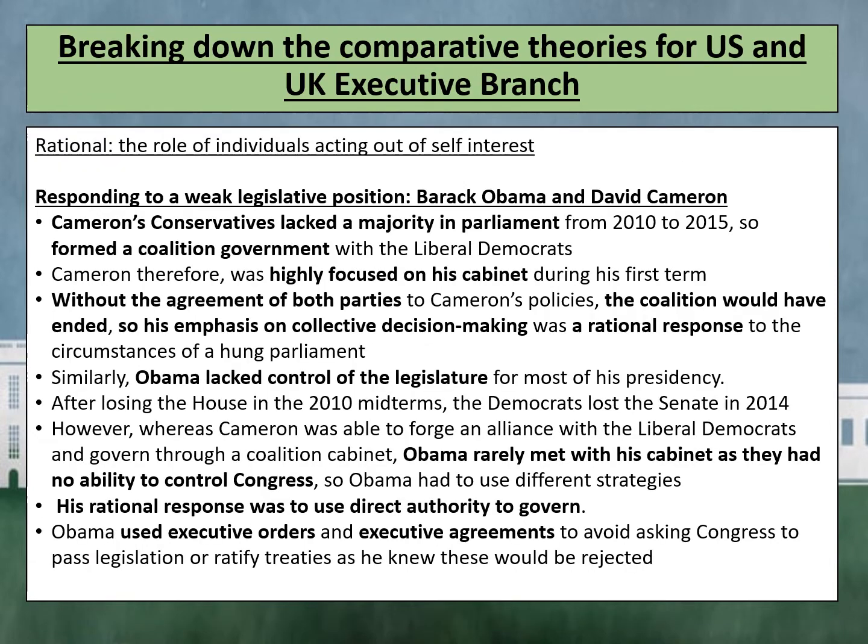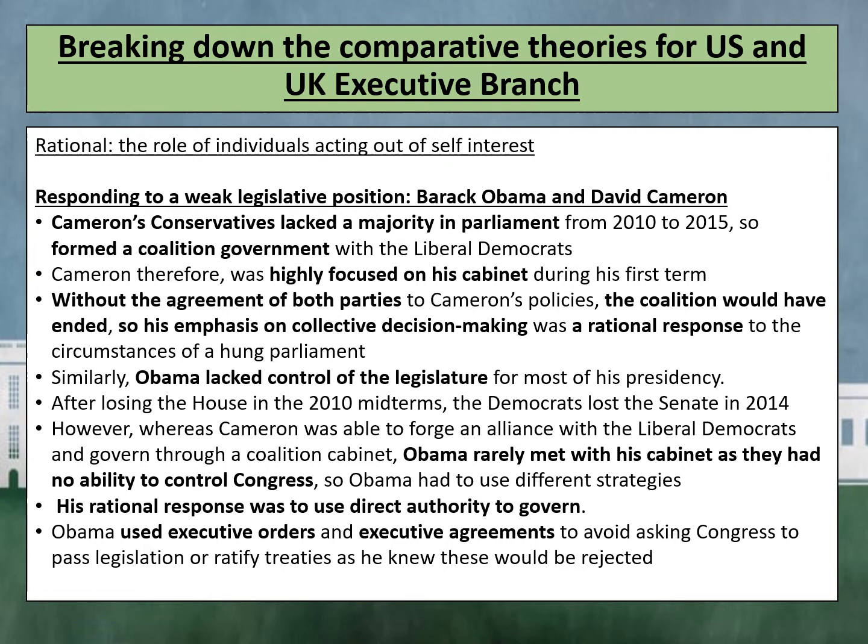When we're looking at rational theory, which is the role of individuals acting out of self-interest, there are different areas that we can look at when considering the executive branch. We're going to start with this idea of responding to a weak legislative position, and I'm going to focus on the US President Barack Obama and the UK PM David Cameron.